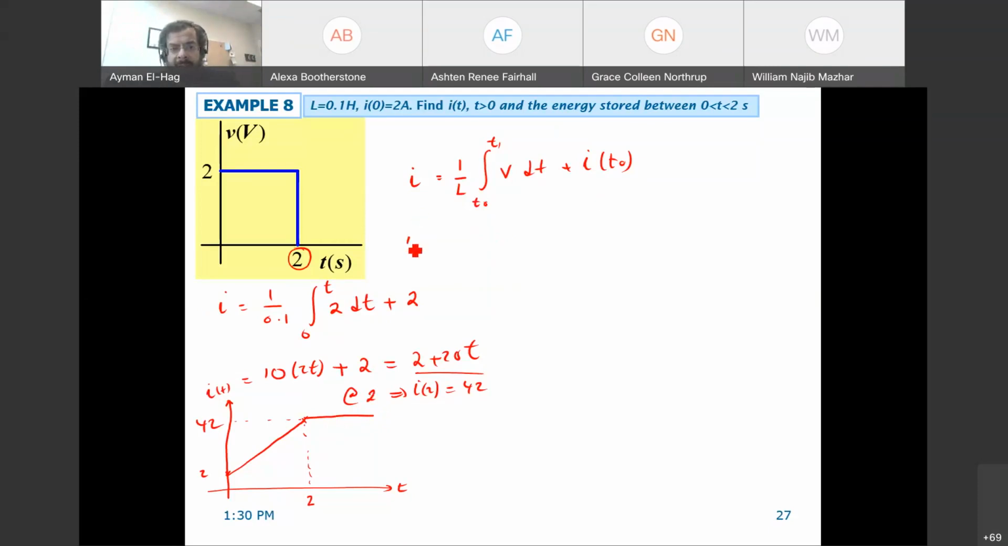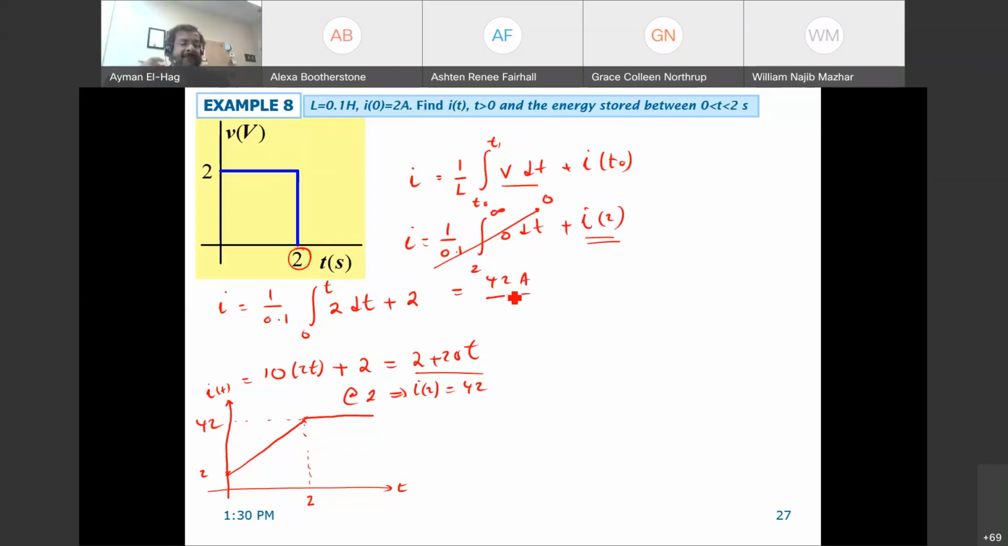Okay, so i still equals 1 over L, 1 over 0.1. Now I will take the integration from, let's say, 2 to whatever the value, infinity. But the voltage here is 0, dt. Plus i at 2. The initial condition now is at 2. So all of this goes to 0. So what is left is i(2), which is the 42 amps. So hopefully this has clarified things.